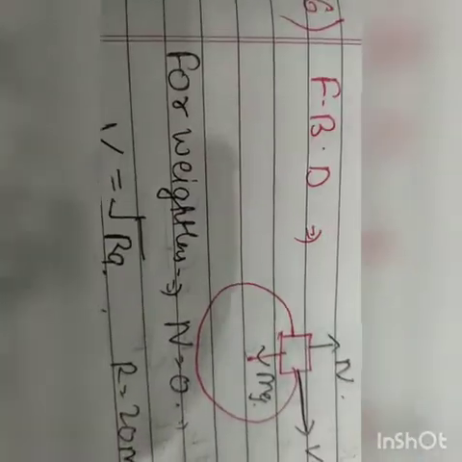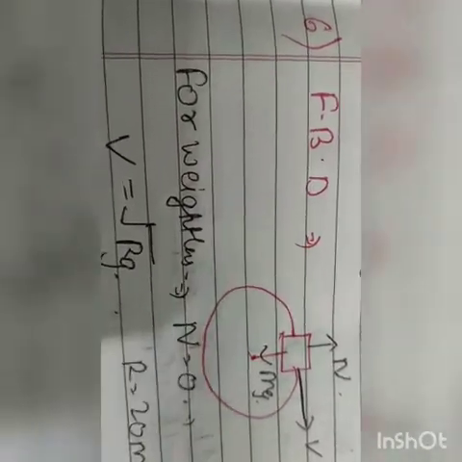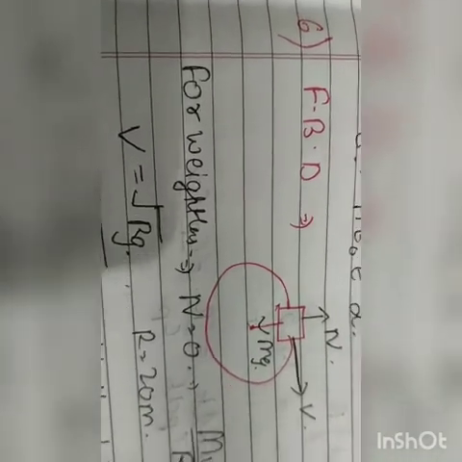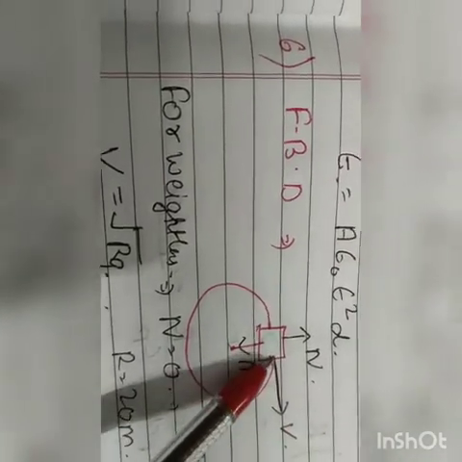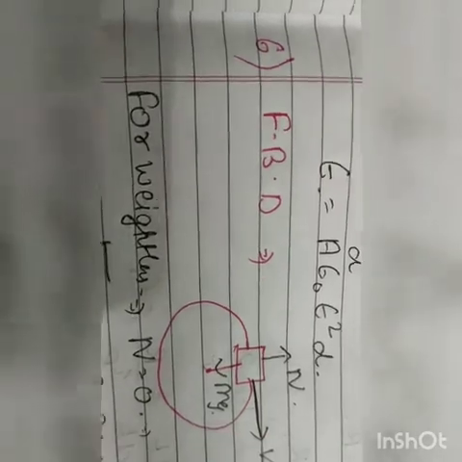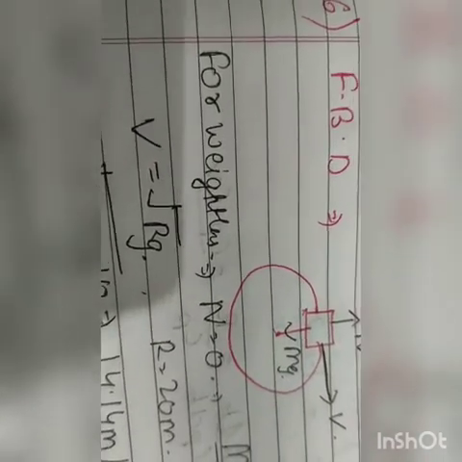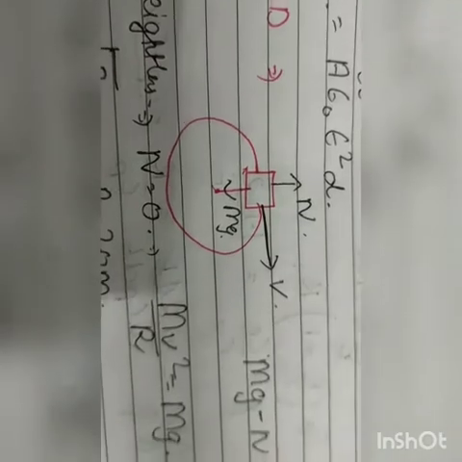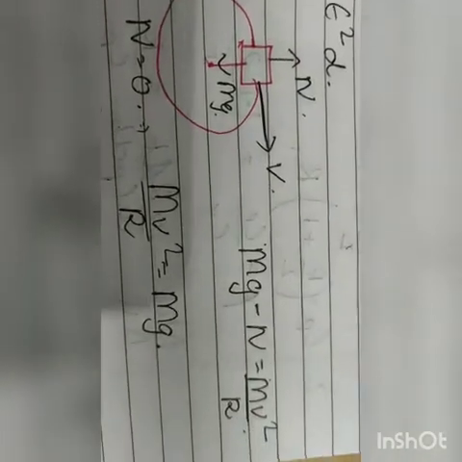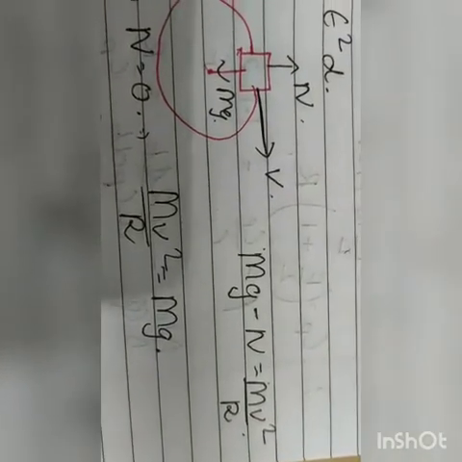So here the free body diagram is this, where v will be outside and N will be up and mg will be down, and this line is the radius of curvature. So for weightless, N will be 0, and our equation for the free body diagram is this: mg minus N is equal to mv square by r.